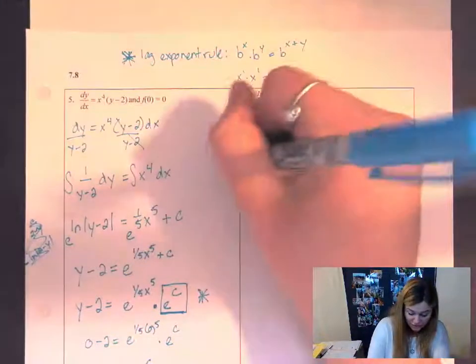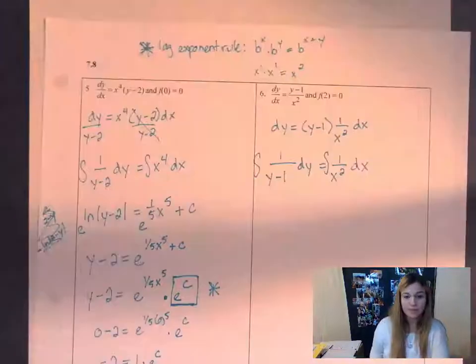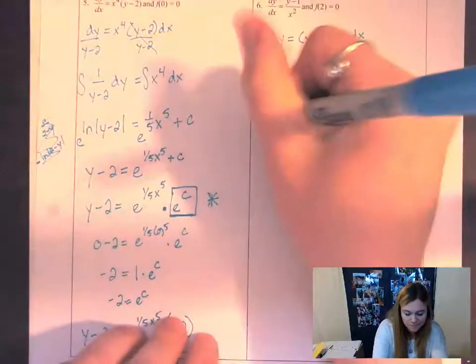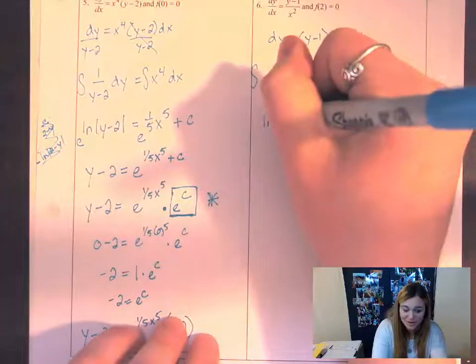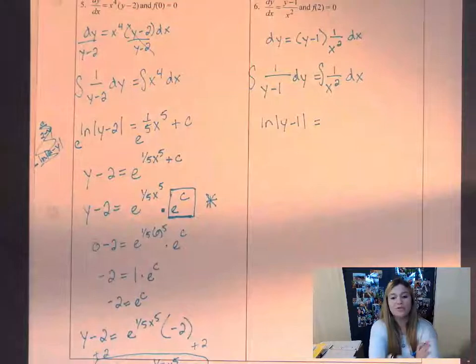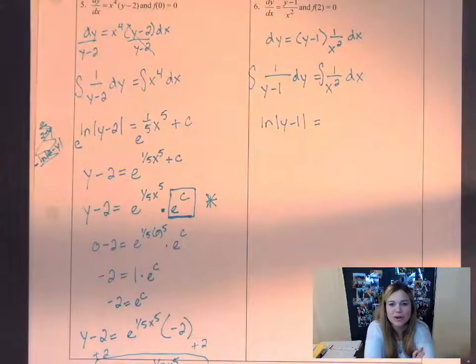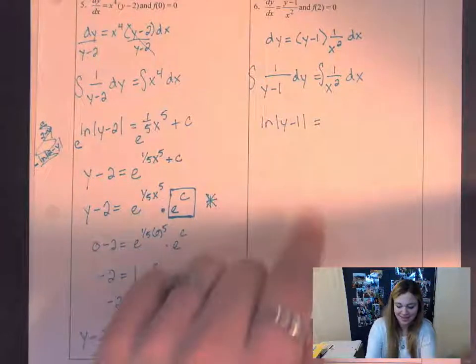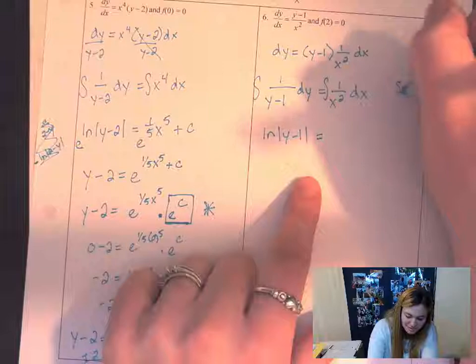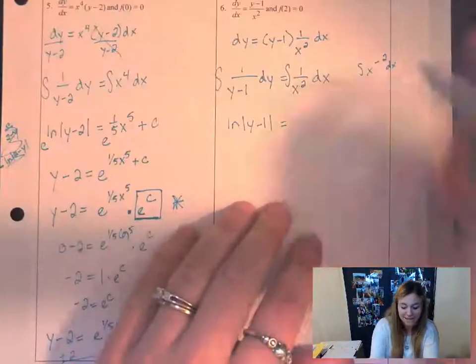Now I'm going to integrate both sides. On the left-hand side, the antiderivative of 1 over y minus 1 is, you're right, another natural log. On the right-hand side, the antiderivative of 1 over x squared is not a natural log. Think about it, if you rewrote that like this, I can do traditional rules here.